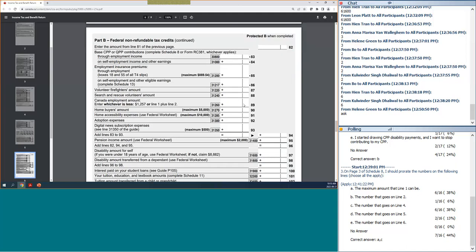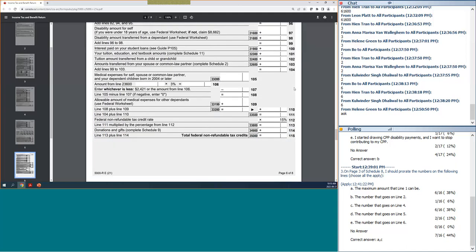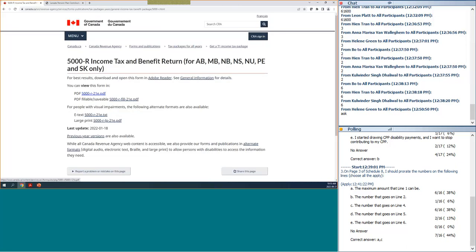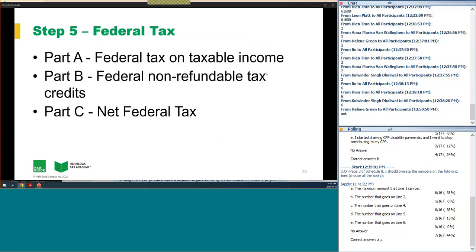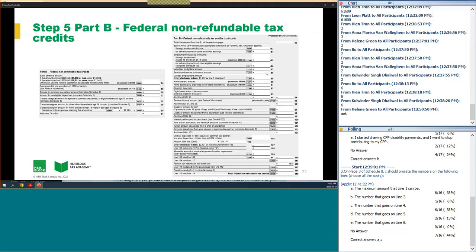Then you take all of those credits, you add them together, and if you look at the very bottom of this section when we finish our credits, you're going to take 15%. So it doesn't matter what tax bracket you're in, once we get into non-refundable credits, we are taking 15% federally. And again, we're going to look at this in more detail in the next couple chapters. So this is just to give you a heads up for where we're going. I've showed you that already.